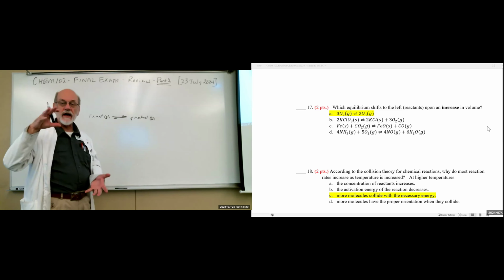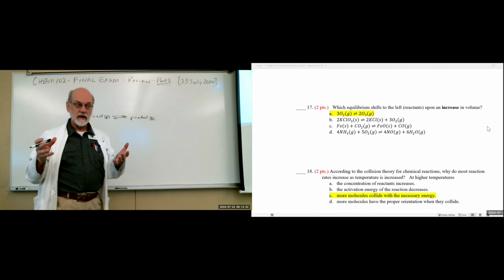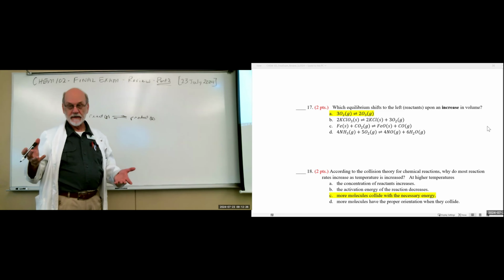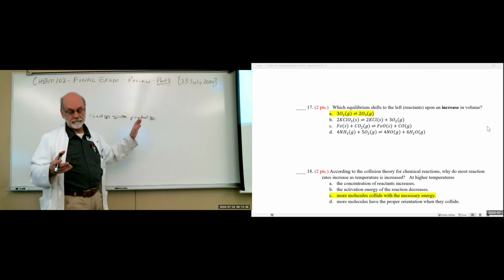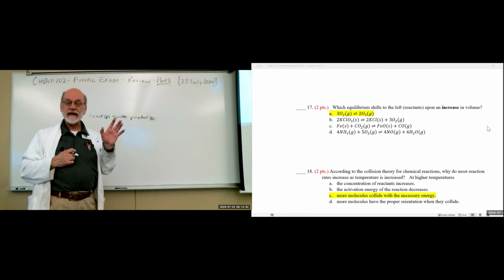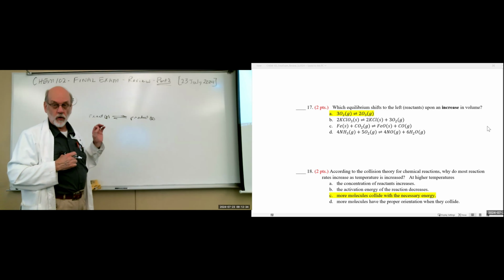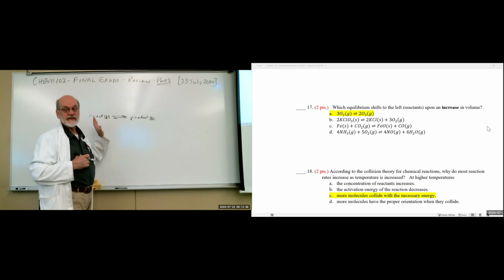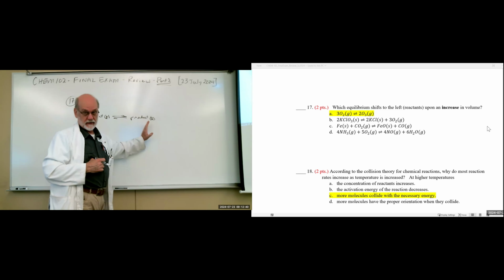If we increase the volume, what's the system going to do? It's going to try to make more moles of gas if there is a difference between the two. So if we want more moles of gas, we need an equation that has coefficients for the gases totaling a larger number on this side than on that side.